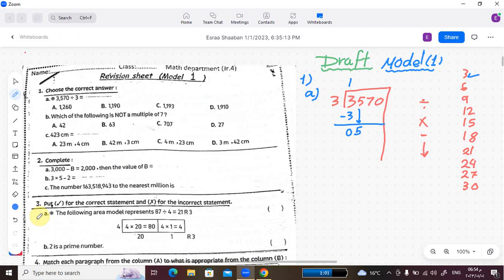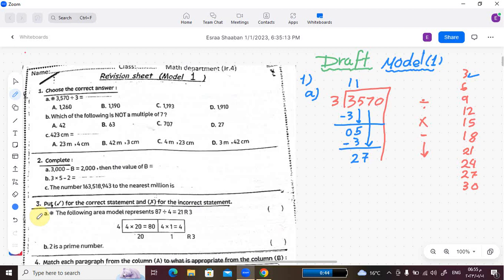After drop down, repeat the same process. 5 divided by 3. When I search for the 5 in table 3, I don't find it. So I search for the number before 5. It's 3, so 1. After divide, times. 1 times 3 equals 3. After that, minus. 5 minus 3 equals 2, and drop the next number, 7.